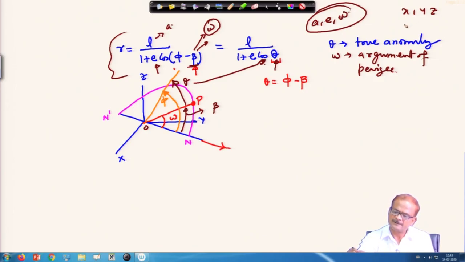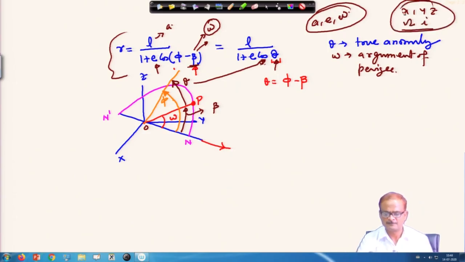X, y, z, and then we also had this capital omega, and in terms of I we have got it. Now, the time of perigee passage means at this point, how much time it has taken to reach this place. This we write as T. Sometimes it is also written as tau. So, either of them can be used.